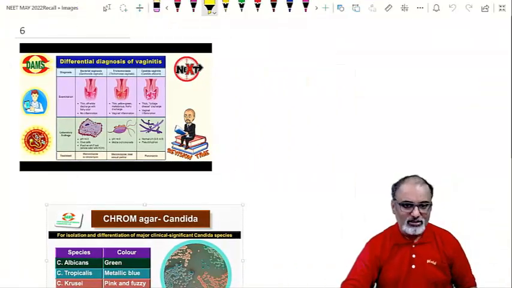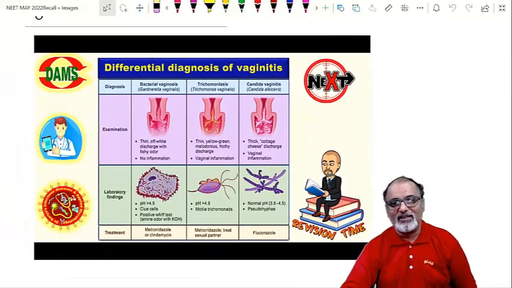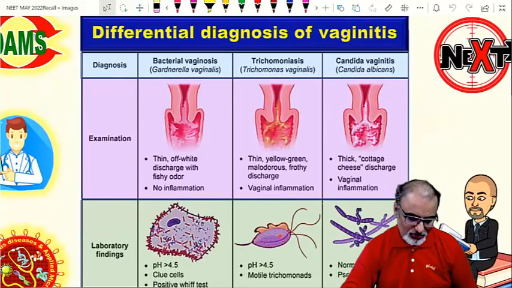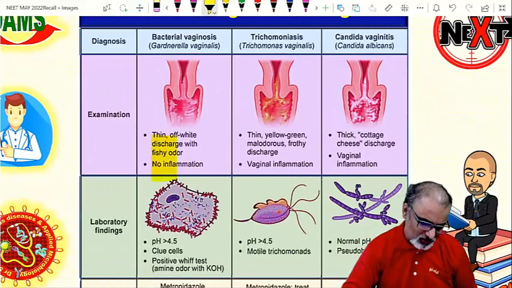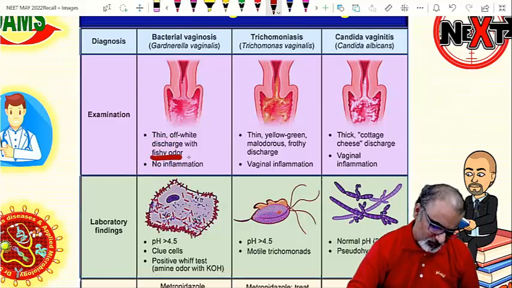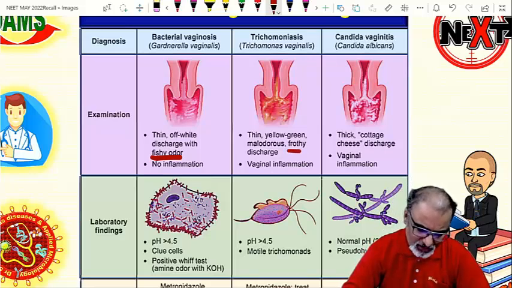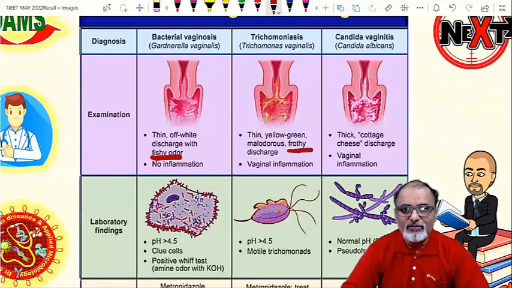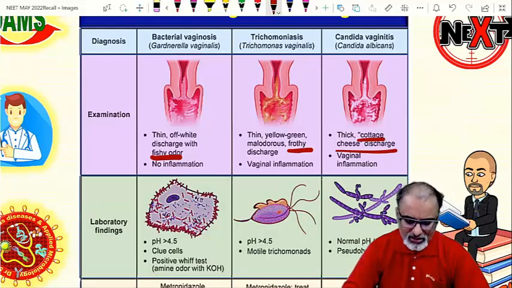These are all things we already posted in the Facebook club and the eMedicoz. A fishy smell, rotten fishy smell or amine odor, you can go for bacterial vaginosis. Where there is a thin malodorous frothy discharge, it is Trichomonas, a parasite. And curdy white or cottage cheese appearance is Candida.